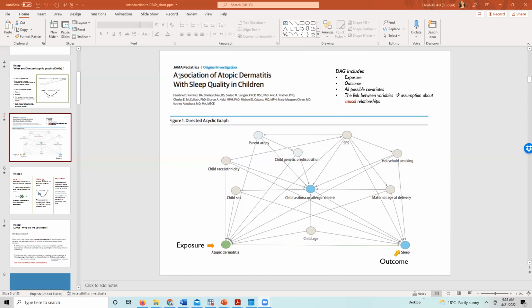So I'm going to post on Moodle this article, which is a very good article published in a very good journal, JAMA Pediatrics. We talked about it last time: the association of atopic dermatitis with sleep quality in children. It's quite recent, and it was published in 2019.